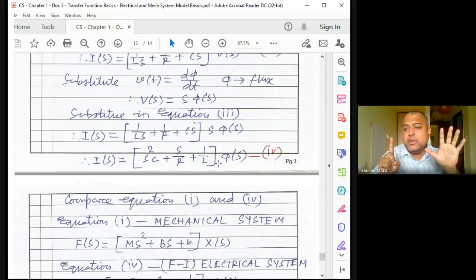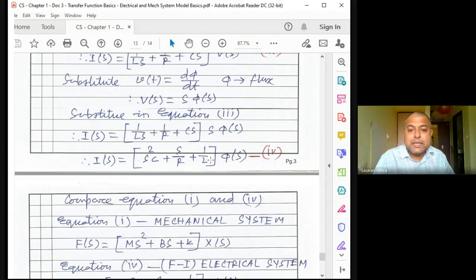So there are 6 analogies we have seen. What are the analogies here? Force is equivalent to current, the input quantity. Displacement is equivalent to flux, that is the output quantity. C is equivalent to M, that is capacitor is equivalent to mass. Conductance is equivalent to friction, that is B, and 1 by L, that is Henry raised to minus 1, is equivalent to K, that is the spring constant.